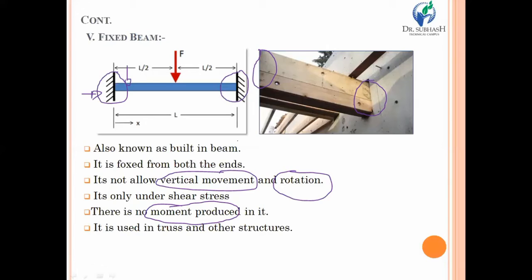But over here, the fixed beam is only subjected to shearing stresses, because there is no moment, so there will be no moment of resistance, and that's why no bending moment is produced in the fixed beam. But of course, due to lateral forces acting over here, the section of this beam will be subjected to shear stresses. So this is what about the fixed beam, and it is generally used in trusses and other similar kinds of structures.